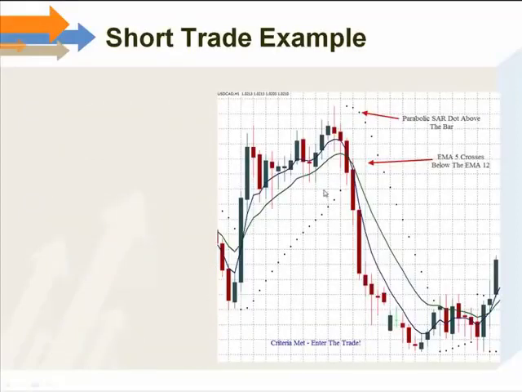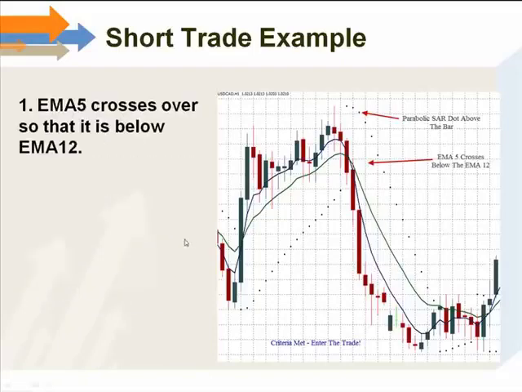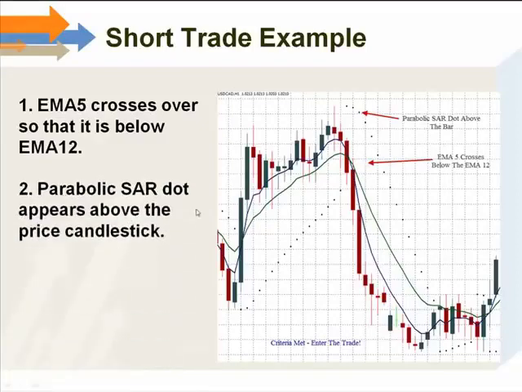So let's look at this on a chart here, and then we'll go on to MetaTrader and show you some real short trade examples. I've got a chart here. We're looking for two conditions to enter a trade. We need the EMA 5 to cross over so that it is below the EMA 12, and looking on this chart, the blue line has crossed under the green line, so that condition is met. And when that happens, we need the parabolic SAR dot to appear above the price candlestick. And just going up right above that point, the parabolic SAR dot is right there. So that's our indication to enter the trade.